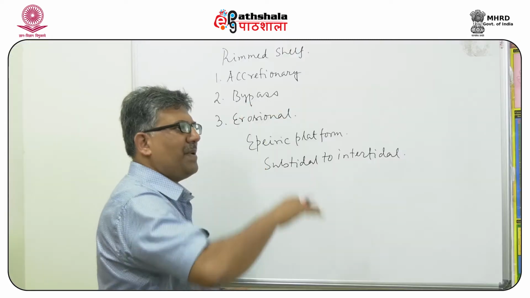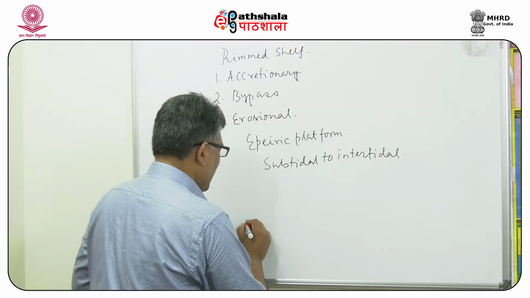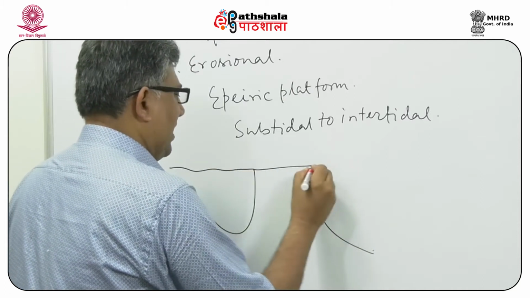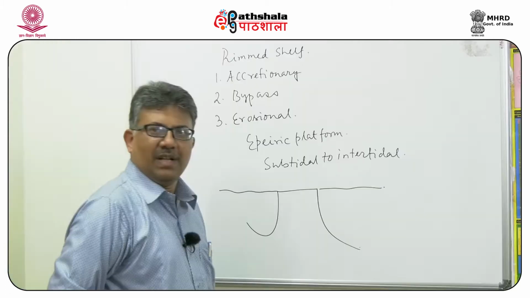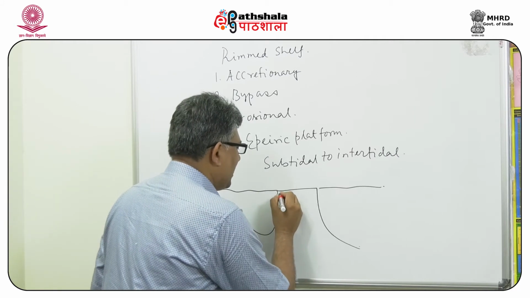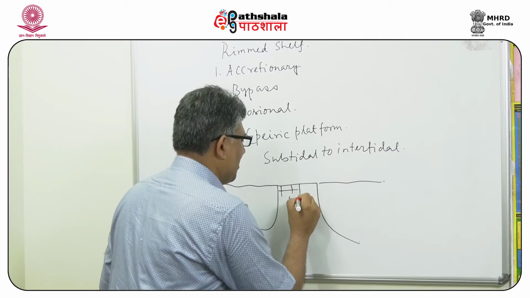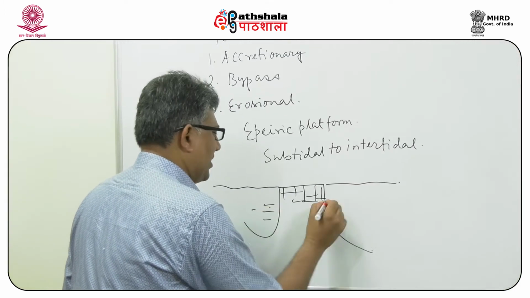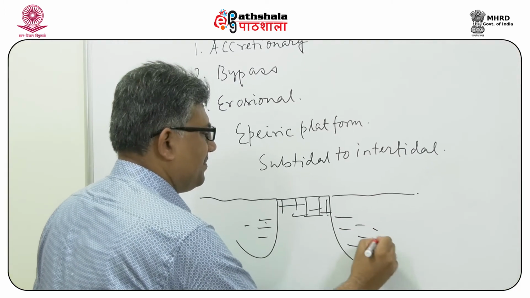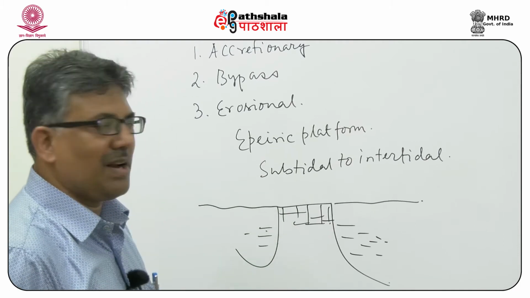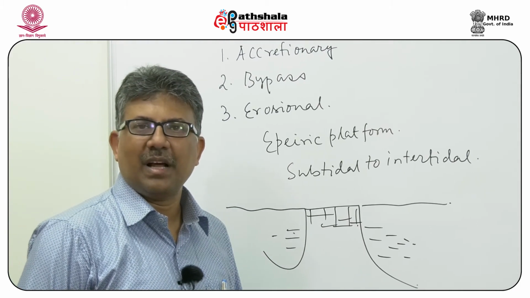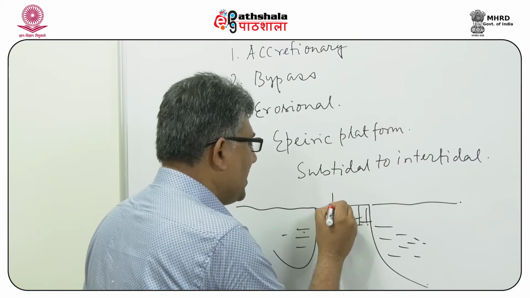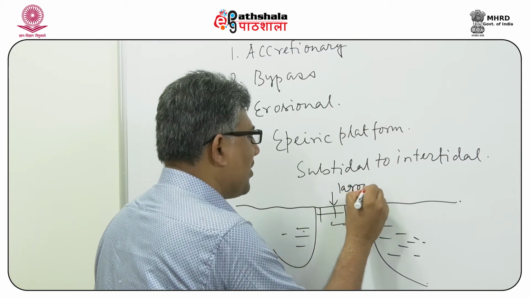If you remember, in my first figure, I had drawn a figure where you have an isolated platform. That means the shallow water carbonate is surrounded by deep water carbonate on either side, and commonly what happens is that there is a formation of the lagoon in the middle part of it.